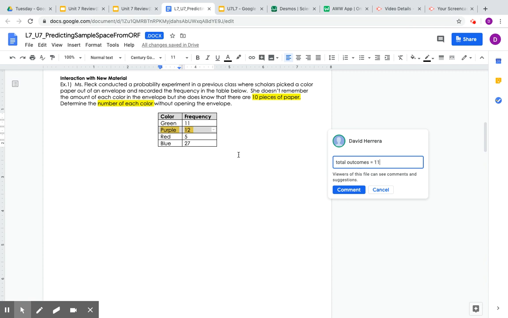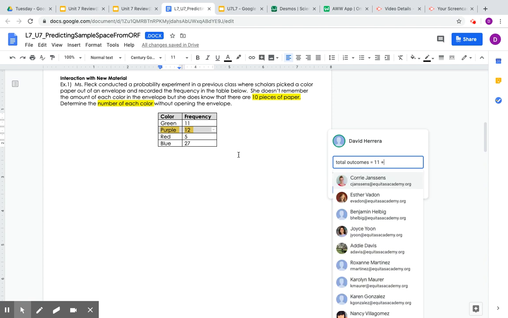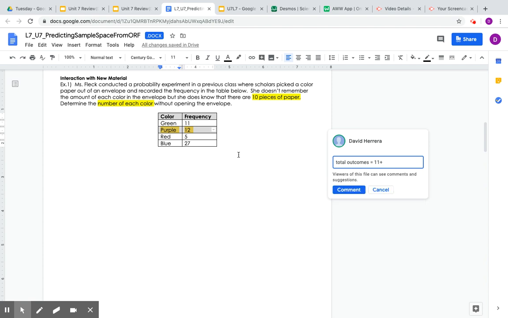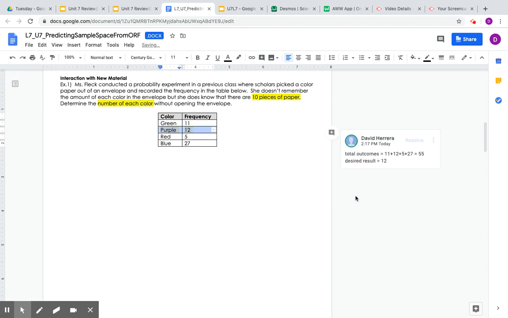First we add that 11. So there was 11 times she selected green. And then what's next? Purple is 12. Then we got red is 5, and then the last one is 27 blue. So you add all that up. You could check in your calculator or scratch paper. 11 plus 12 is 23, plus 5 is 28, and then plus 27 is 55. Next, I'm looking for my desired result, and since I'm making a prediction for purple, that is going to be 12. So now I'm ready to set up my equation and make this prediction.